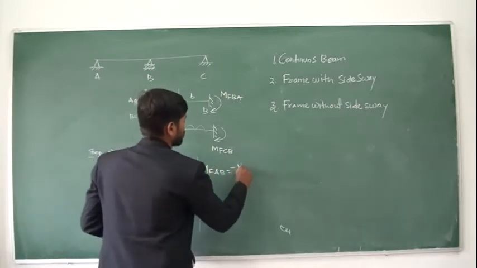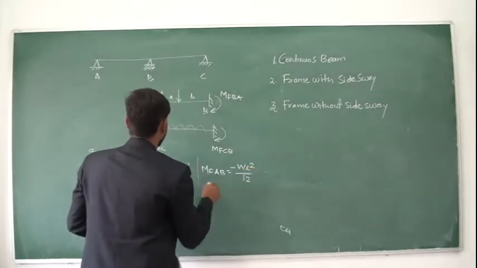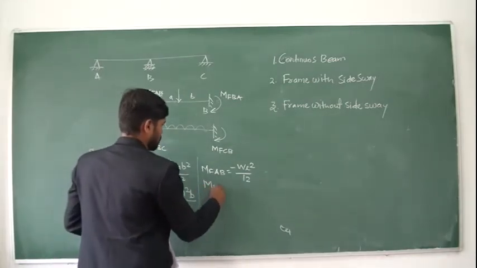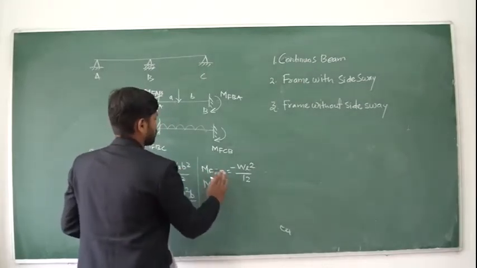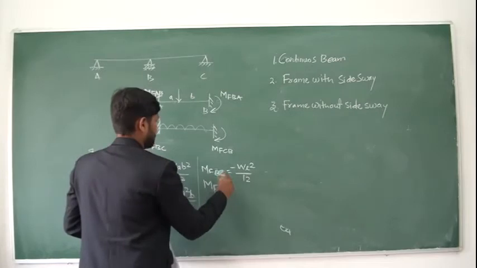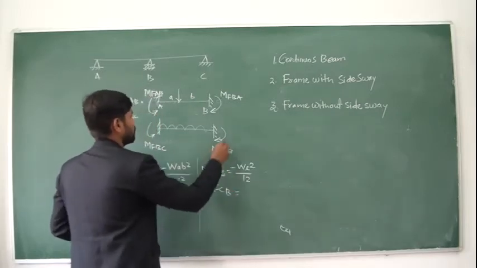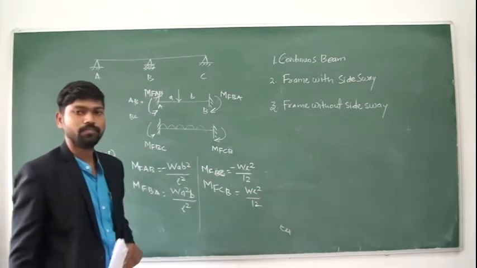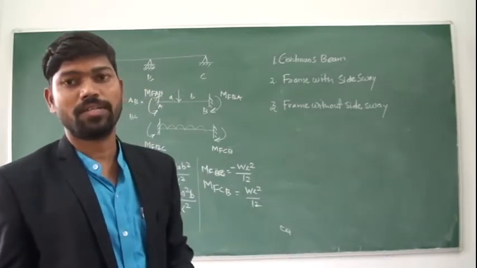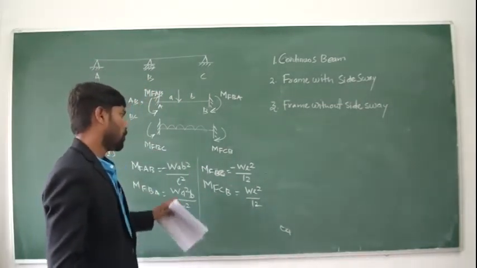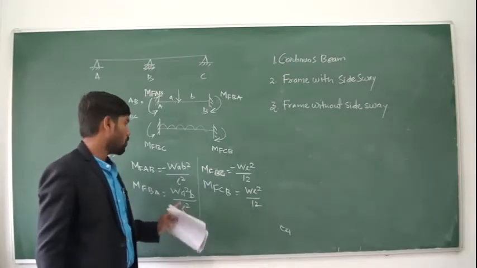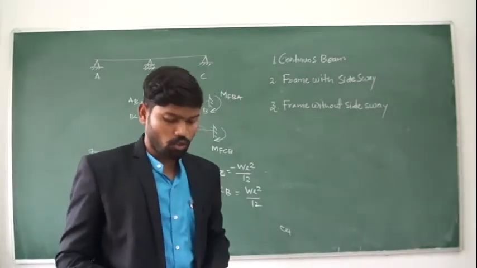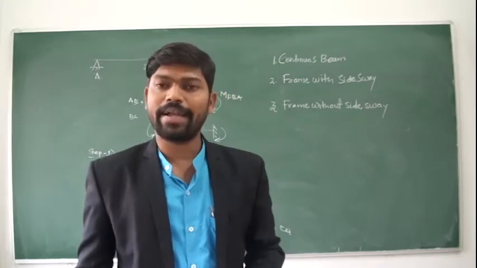This will be equal to minus WL square divided by 12. This is also minus because this is anti-clockwise. And MF, see, we are talking about now BC. MFCB will be, this is clockwise, so WL square divided by 12. Okay, means if the UDL is there, WL square by 12 is the formula, and if the point load is there, then the formula will be WAB square divided by L square or WA square B divided by L square. Okay. Now clockwise moments are to be noted as positive moments and anti-clockwise as negative moments.